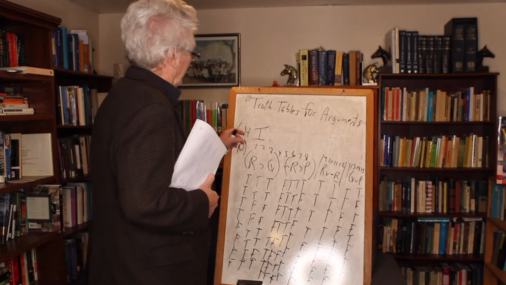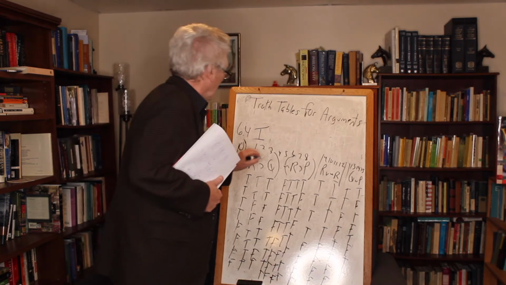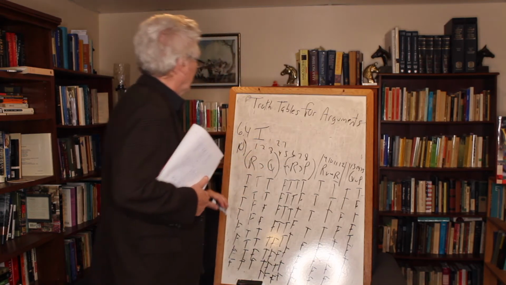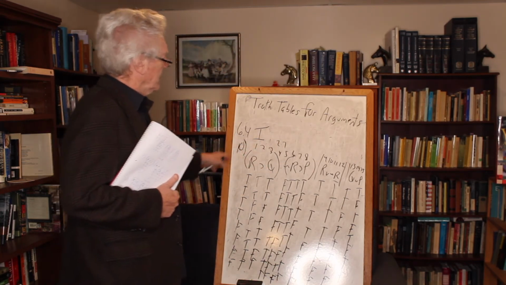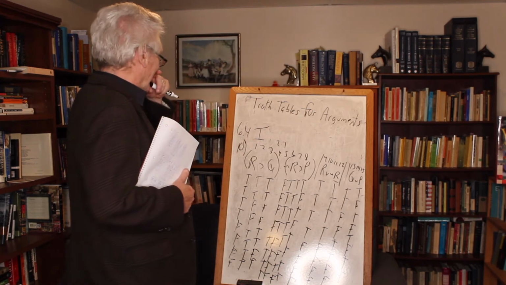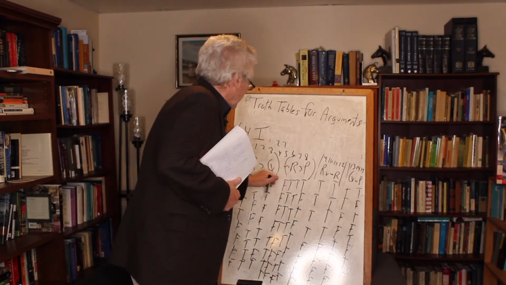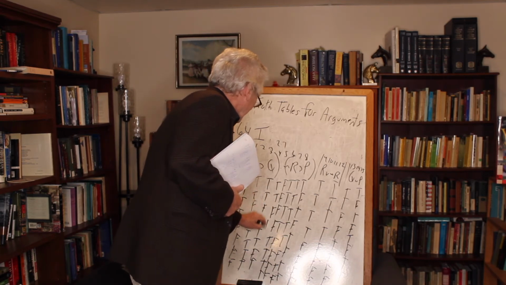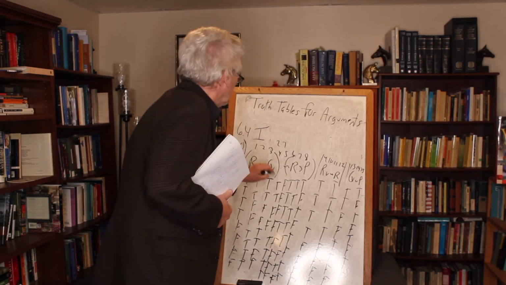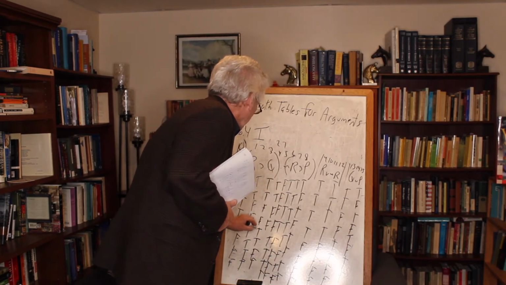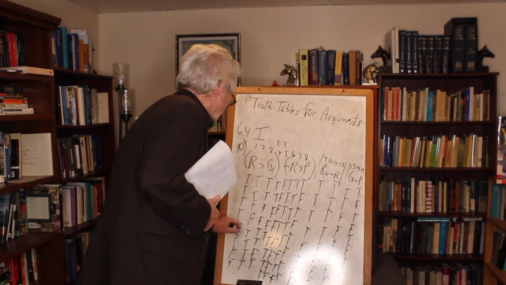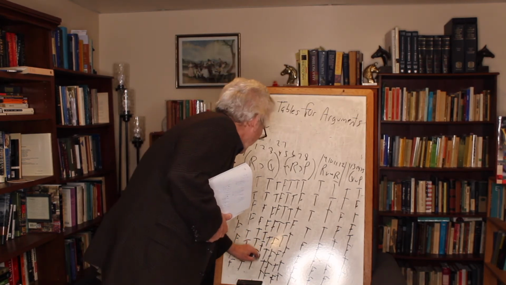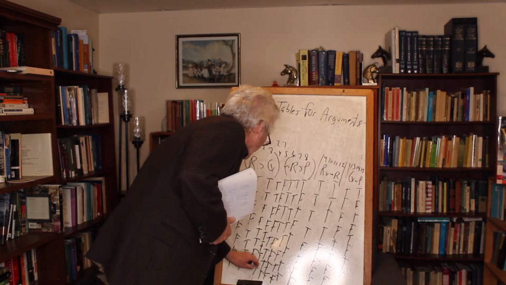And now I can get column 4, because to get 4 I'm going to use 2 and 7, the main operator in the first half of the formula and the main operator in the second conjunct. So true and true makes true, true and true makes true, false and true makes false, false and true makes false, true and true is true, true and false is false, true and true is true, and true and false is false. Okay.